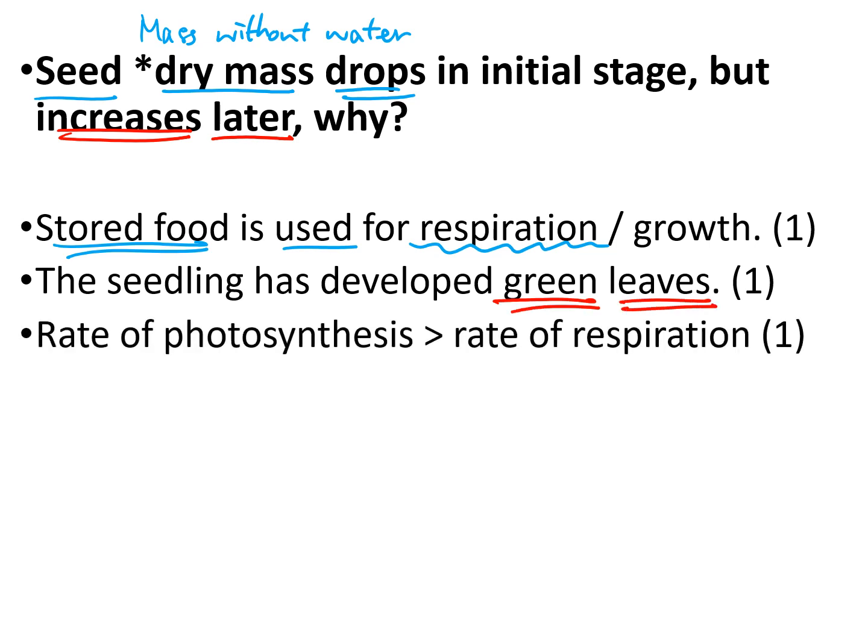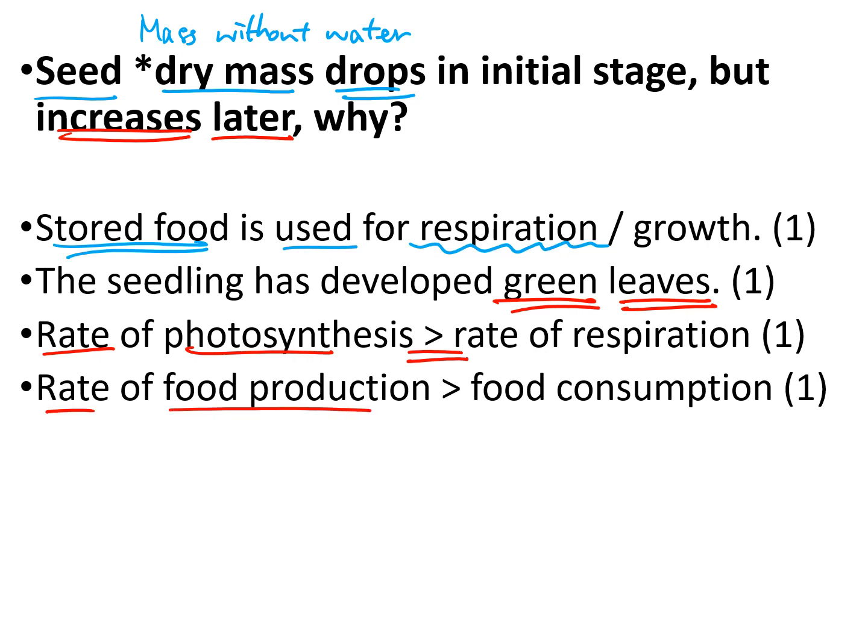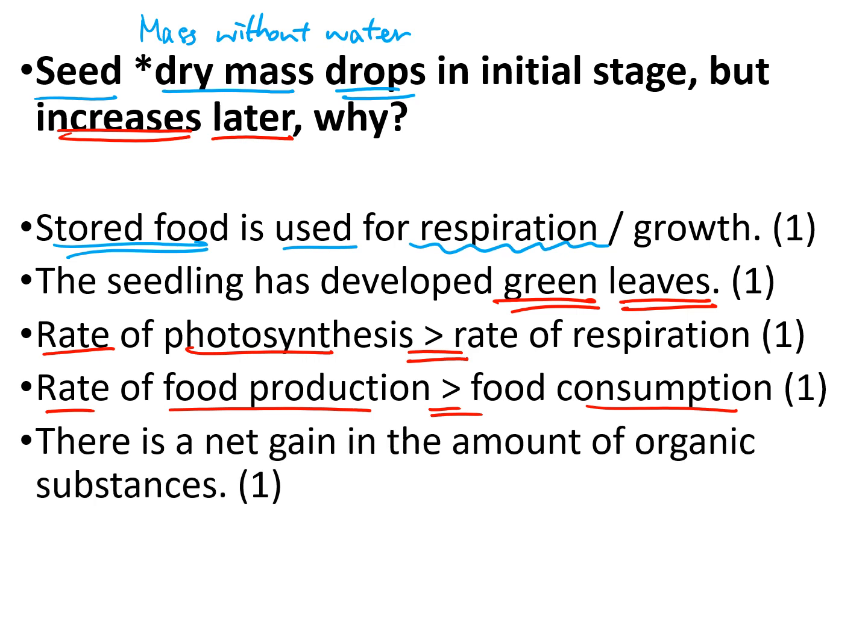They are green in color, so they can do photosynthesis. Now the rate of photosynthesis is faster than the rate of respiration. That means why would the dry mass become heavier? Because it makes more food than it uses. The rate of food production is greater than food consumption. And therefore, there is an overall net gain of organic matter. So therefore, this shows an increase in dry mass at the very end.